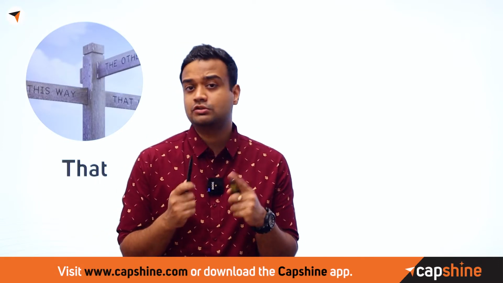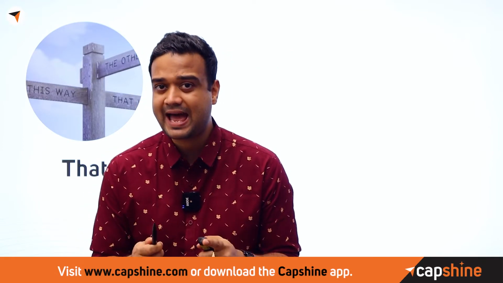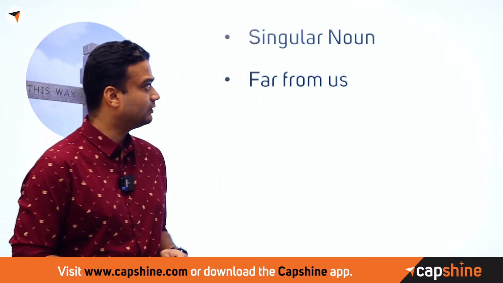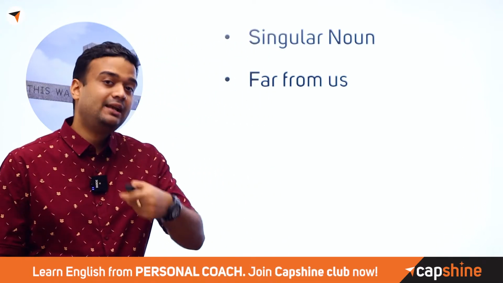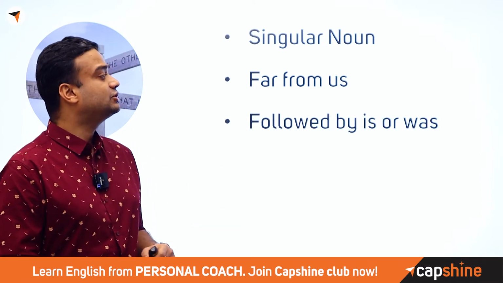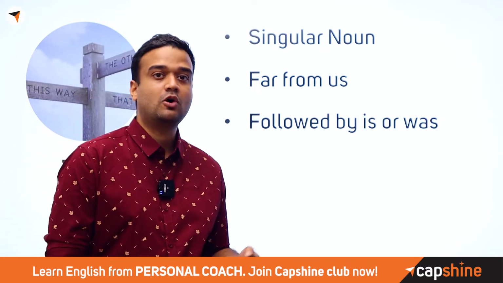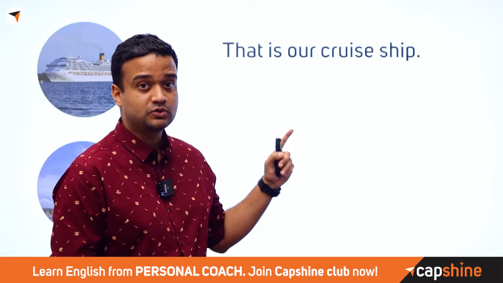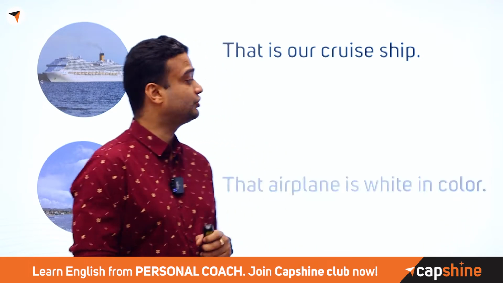We could also do the same thing with that, but it has a slightly different role. For example, for singular nouns, but for things that are slightly far from us or quite far from us, we use that, and it's usually followed by is or was. For example, that is our cruise ship. So it's quite far away. That is our cruise ship.